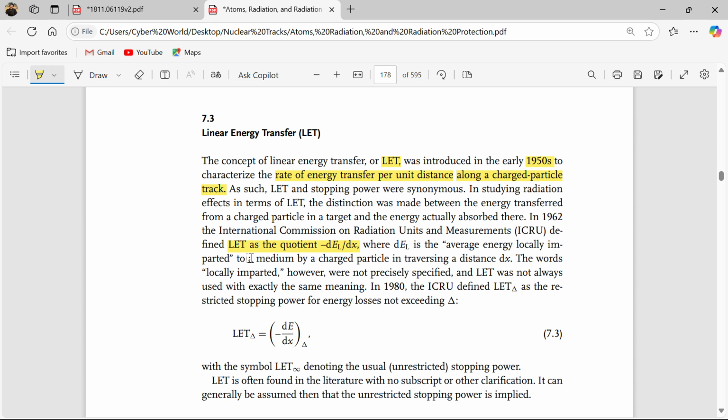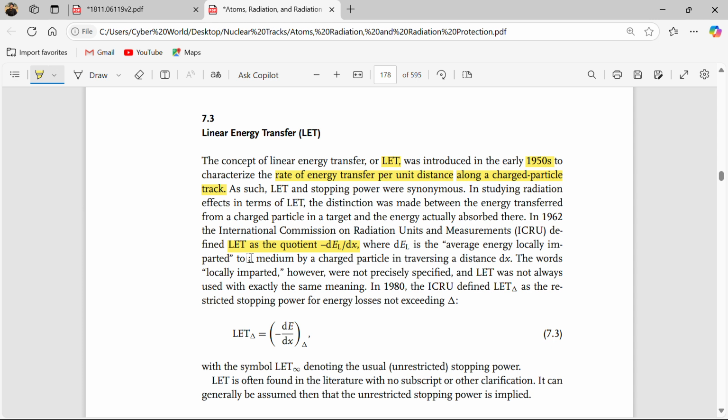Okay, where dE is the average energy locally imparted to a medium by a charged particle in traveling a specified distance dx. The word "locally imparted," however, is not precisely specified. LET is not always used, but it measures exactly the same thing, as in 1980.